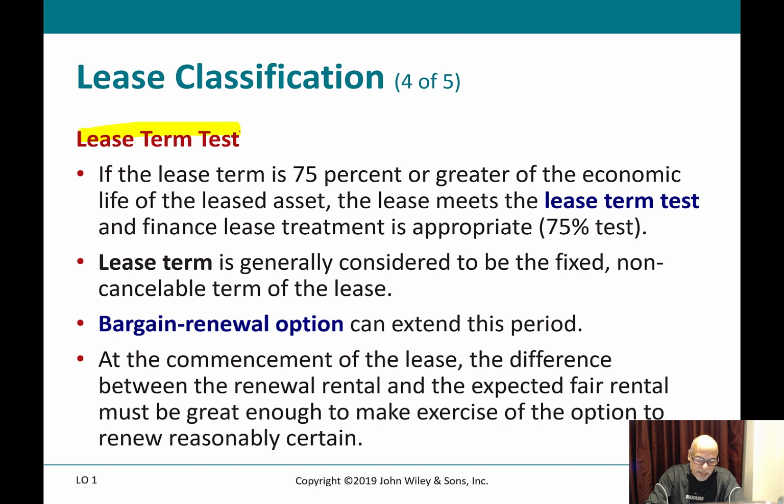Okay, lease term test, as we've said, I kind of alluded to there a minute ago. If the term of the lease is greater than or equal to 75% of the economic life of the asset, then it is considered a finance lease. And then notice that if there's a bargain renewal option, that can extend that period. So let's say we've got a lease term for 2 years, but then we are able to extend that at a bargain rate for another 2 years, then the term of that lease would be 4 years in that example.